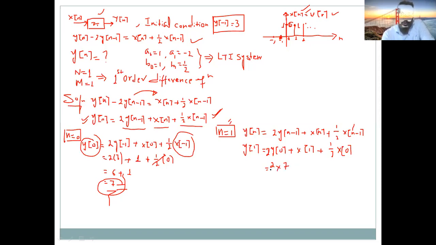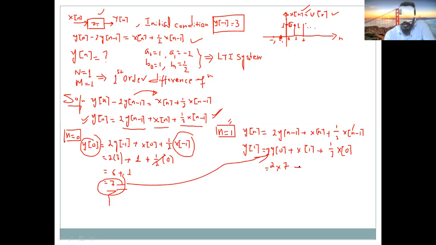Look here, it's very important. Output at n is equal to 1 depends on output at n is equal to 0. Before 1, it's memory. How do you know y of 0? We calculated before, 7. So this 7 will be substituted here.